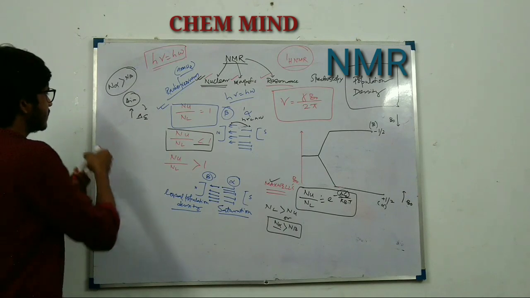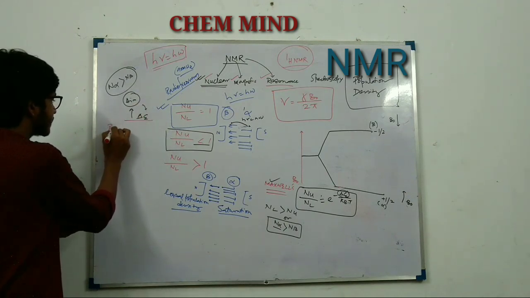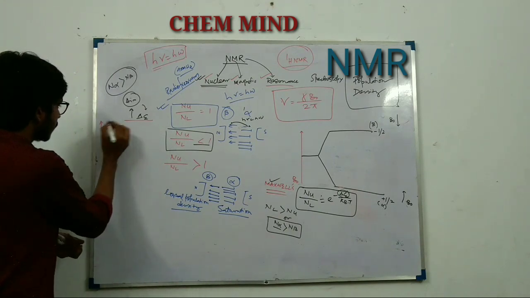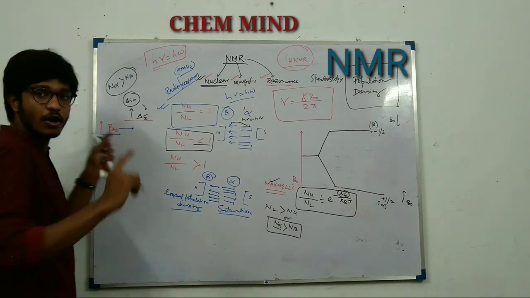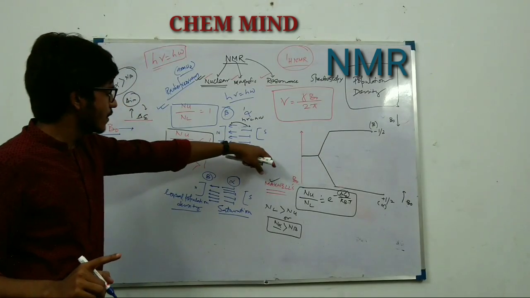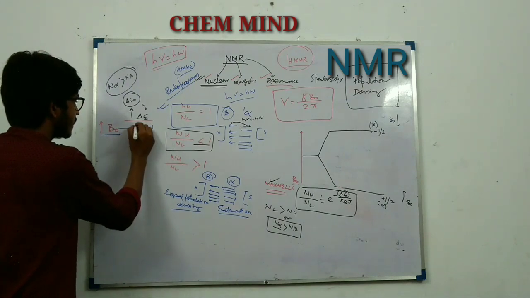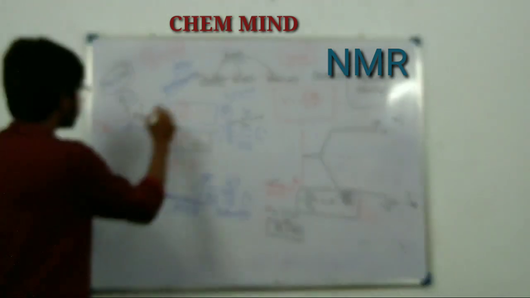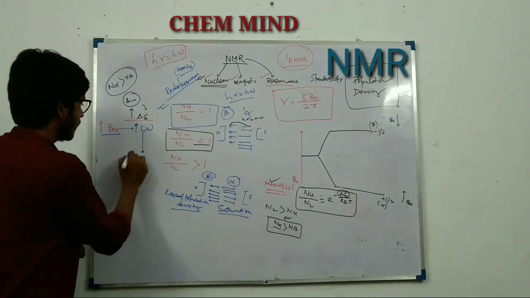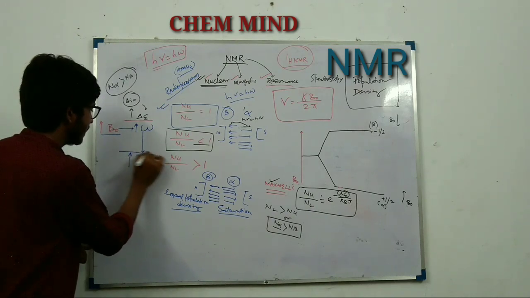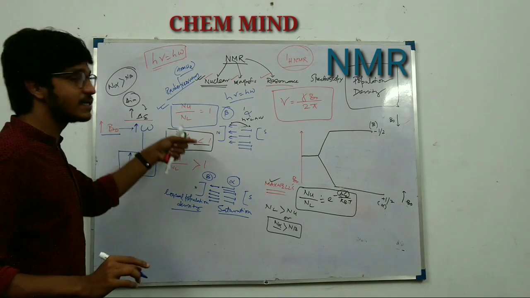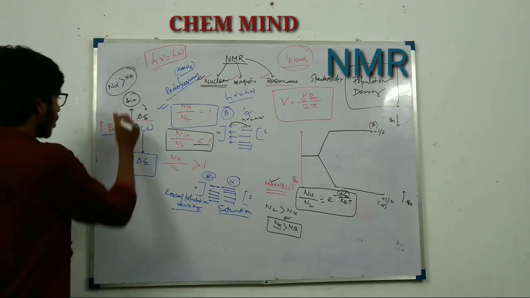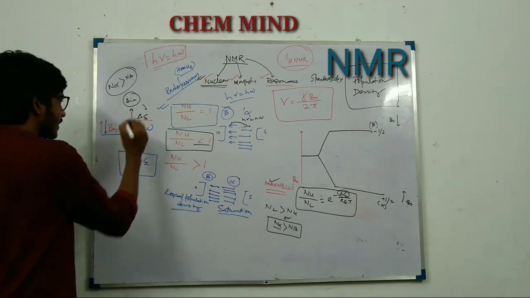So actually to increase the delta E, we have to increase the external magnetic field. When we increase the external magnetic field B naught, then omega increases. Omega is the precessional frequency of that particular nucleus. When this precessional frequency increases, delta E should increase, and when delta E increases, there is an effect on Nu by Nl.